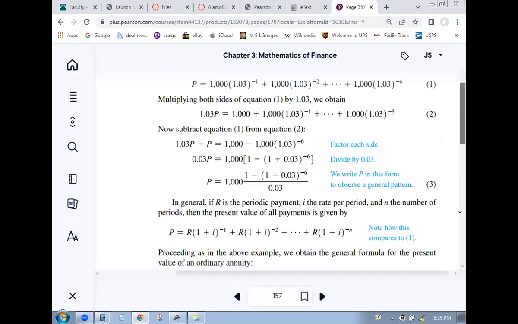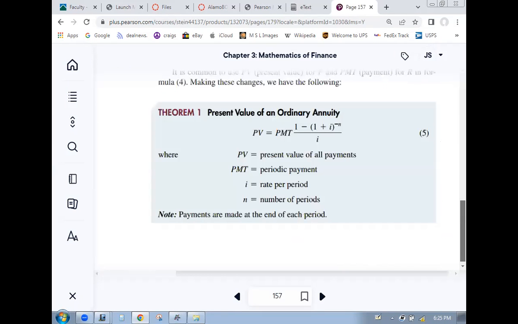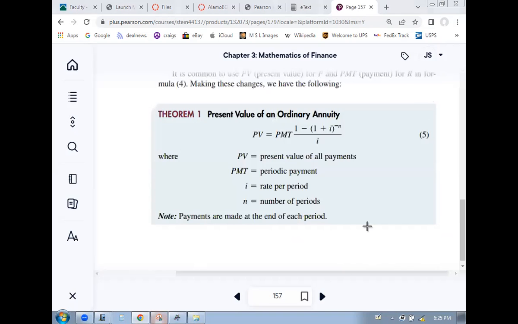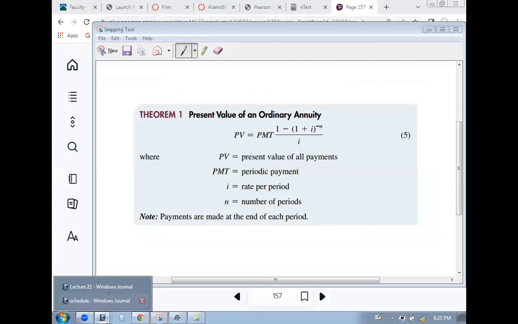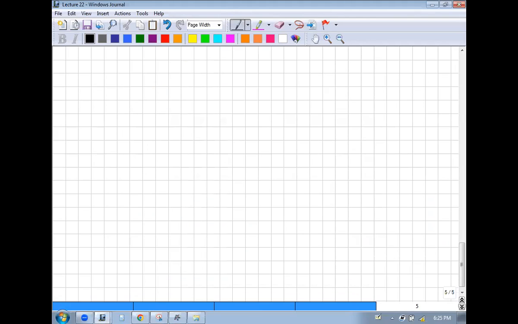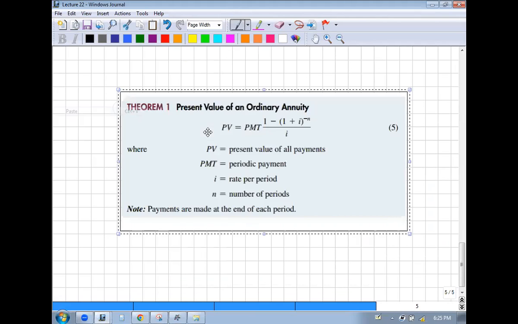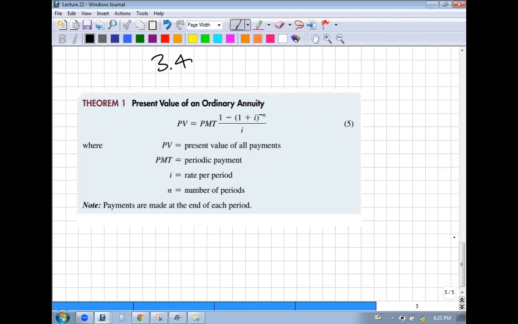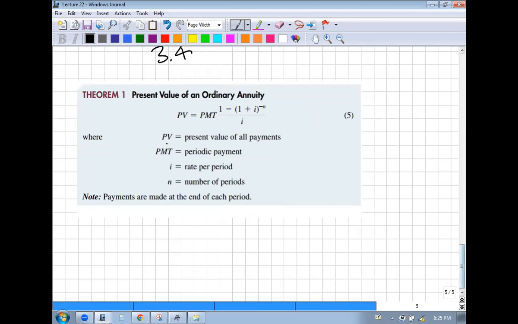So it's all the same stuff. Here we go. Here's our formula we found last time. Do the same methods that we found the annuity formula. Okay, so we're in 3.4. What are these? Present value, periodic payment, rate per. Okay, so this is still another ordinary annuity.